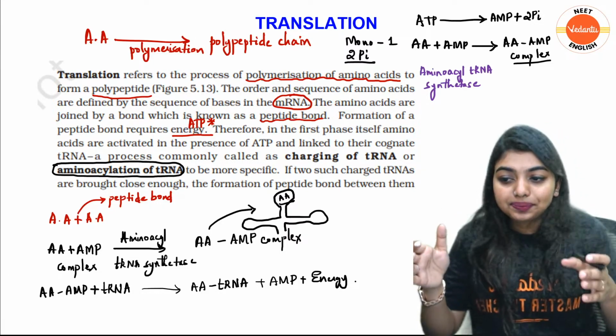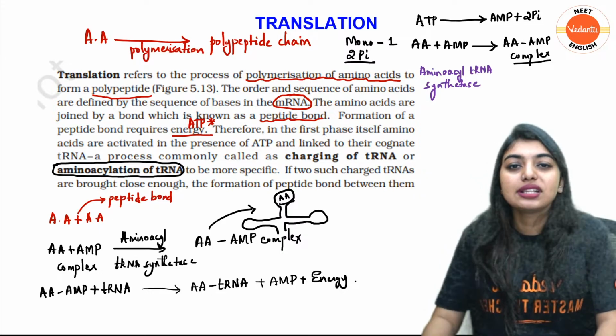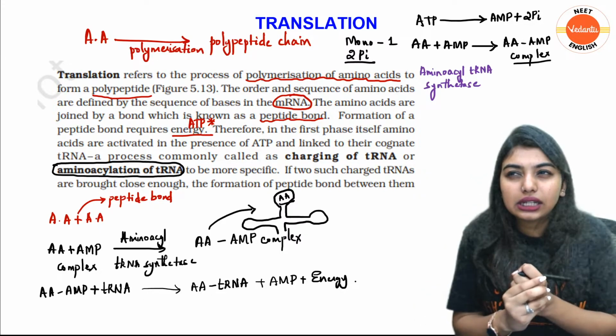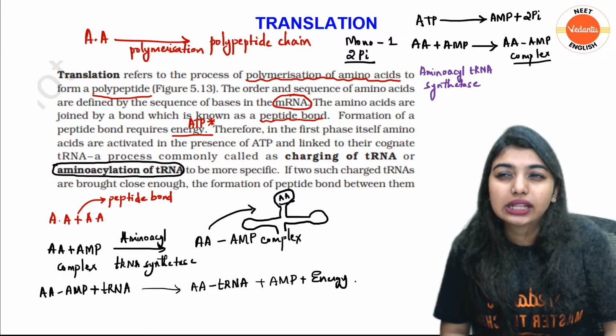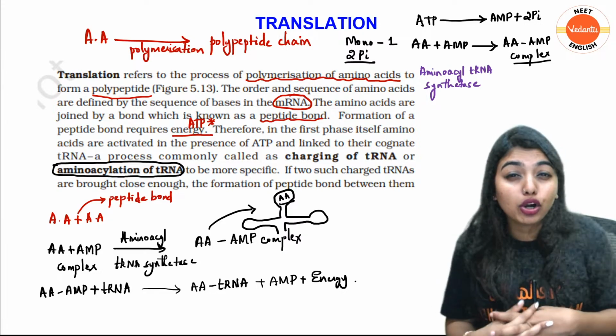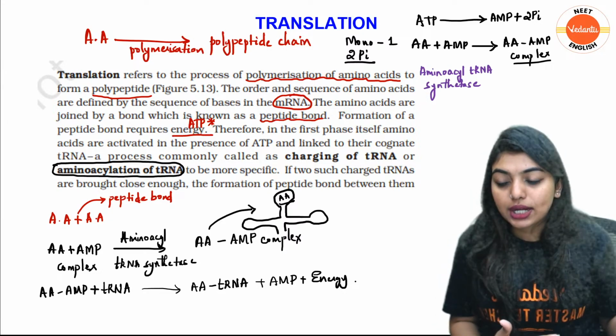So, now what is going to happen, students? After going into the tRNA, this AMP will start feeling lonely and this amino acid will try to form a bond with tRNA and throw AMP outside.